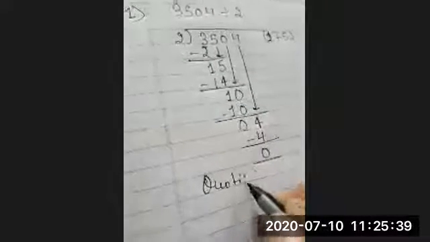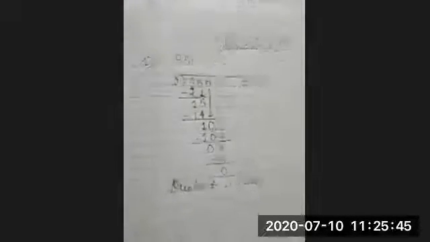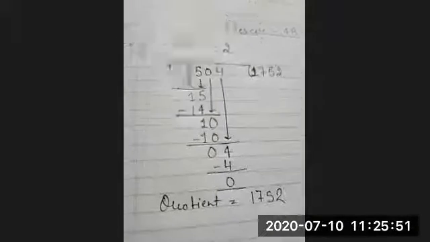So the quotient is equal to 1752. Understood everyone? Write it fast, then I'll do the next question. It is visible to everyone.